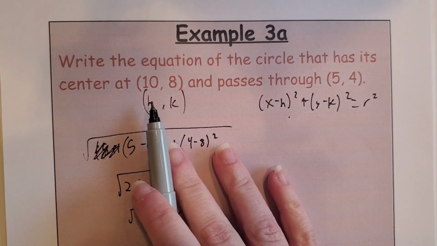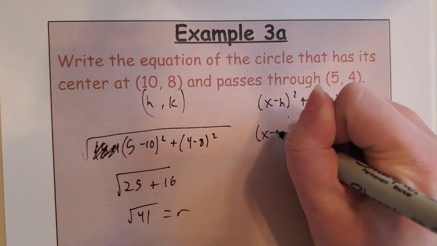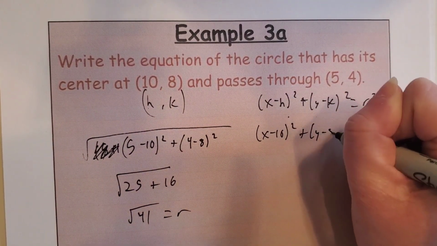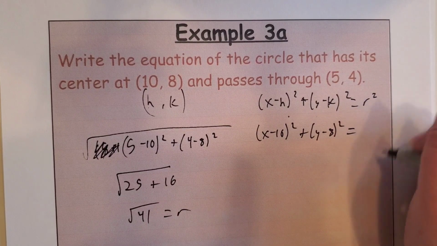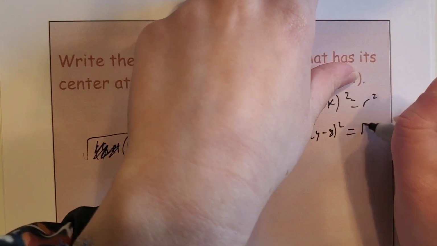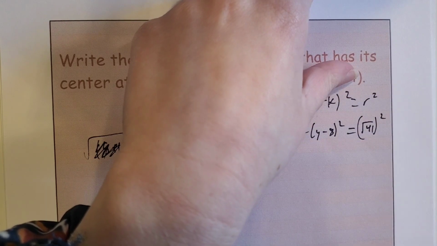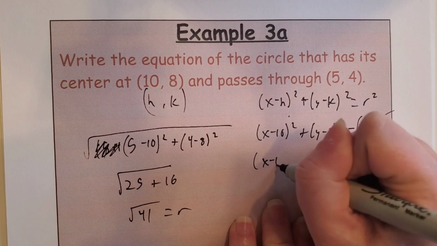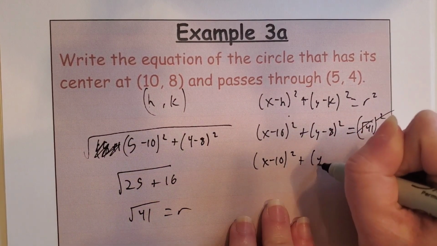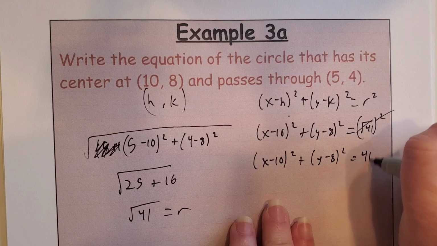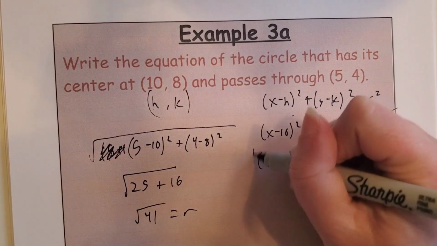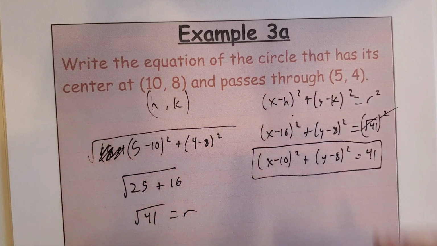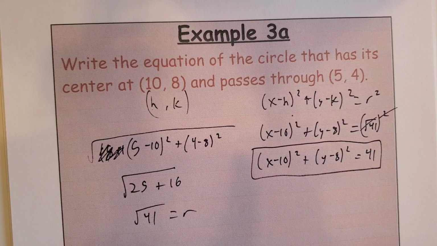You have your h and your k. So this is going to be x minus 10 squared plus y minus 8 squared. And then to simplify r squared, it's the square root of 41 squared. And this cancels out. So the fully simplified form of this is 41. And that's the standard form of this equation of a circle. All right.